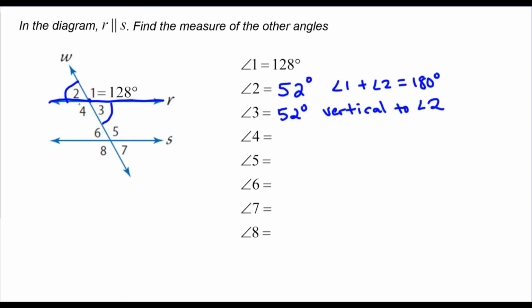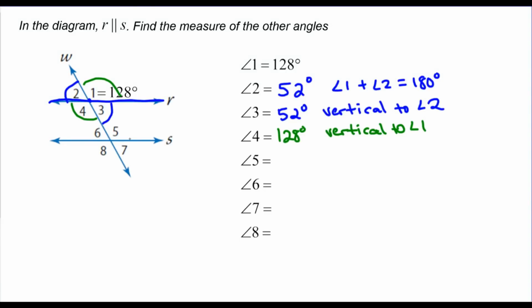And then angle 4, well, that's vertical to angle 1. Angle 1 and angle 4 are congruent because they're vertical to each other. So angle 4 is 128 degrees. We also could have said it's supplementary with angle 3, so angle 3 and angle 4 must add up to 180 degrees. Or even angle 2 and angle 4 are supplementary. They have to add up to 180 degrees. Either way you look at it, we come up with 128 degrees.